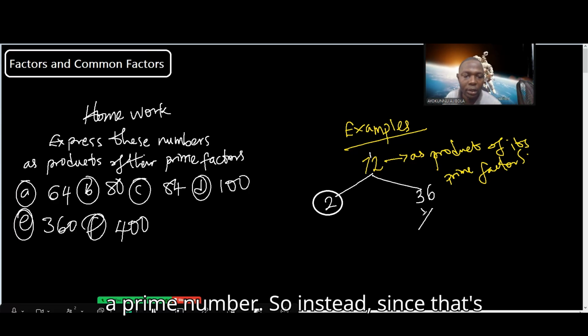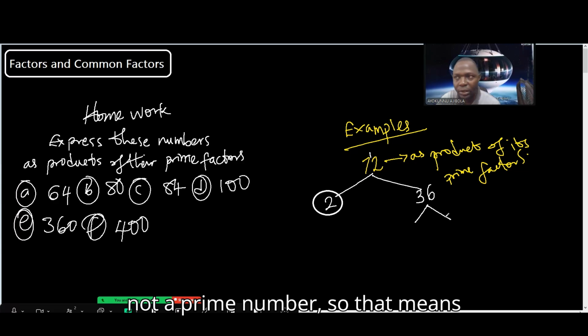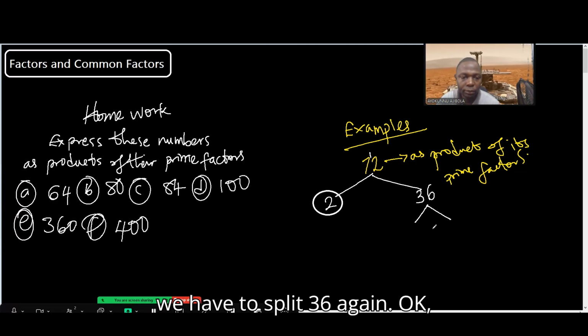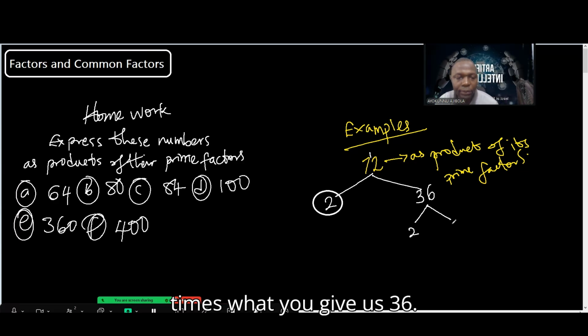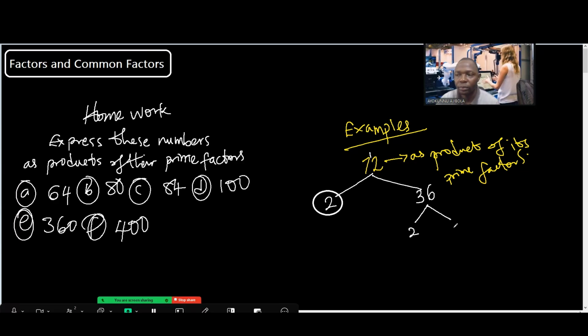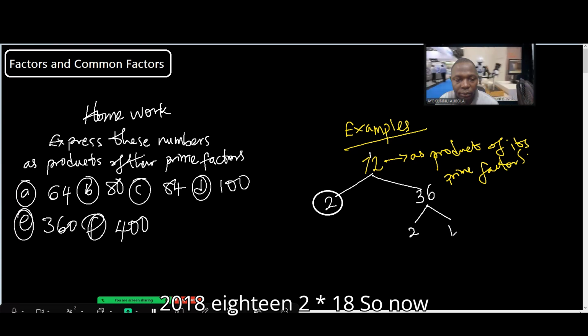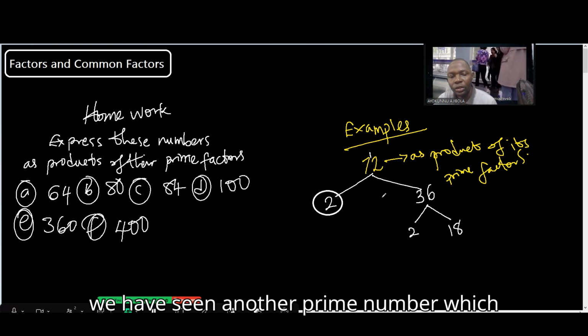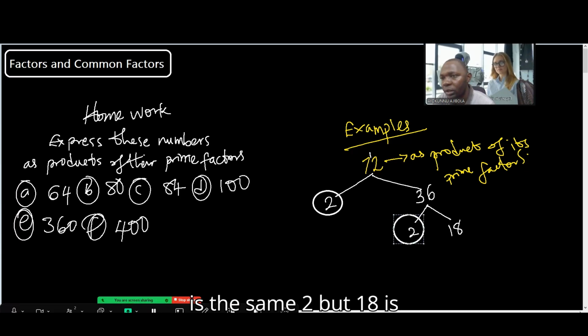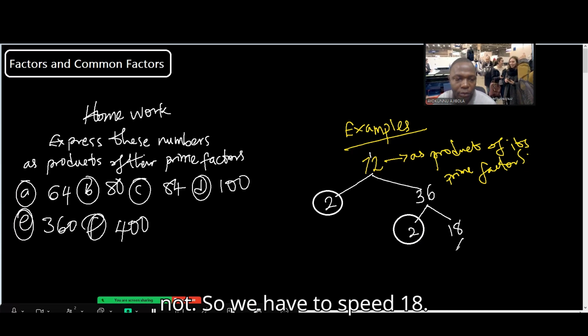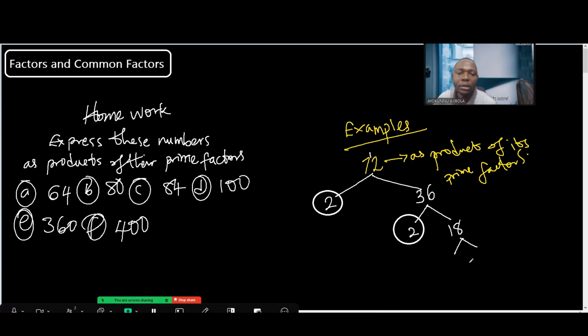and one is not a prime number. So it's 36 that's not a prime number. So that means we have to split 36 again. So now we have 2 times what to give us 36? Two times 18. So now we have seen another prime number, which is the same 2, but 18 is not. So we have to split 18. You get that?